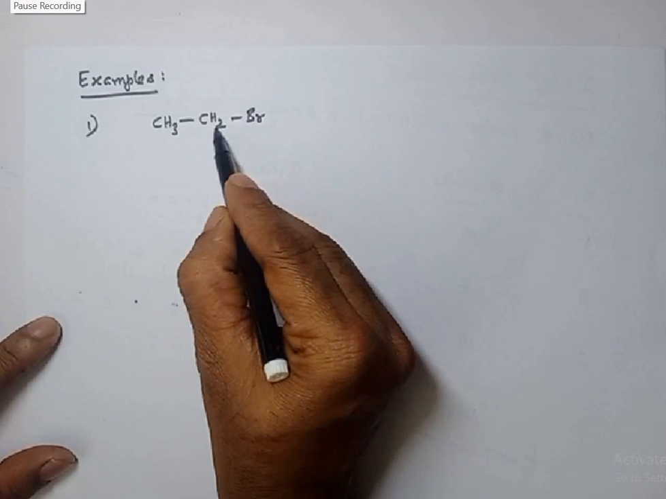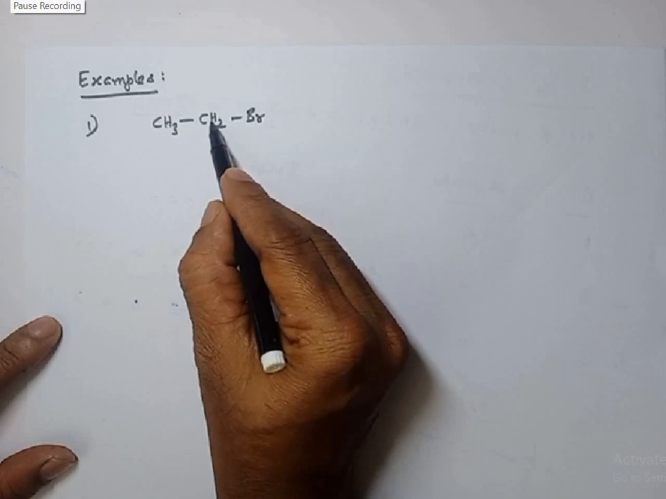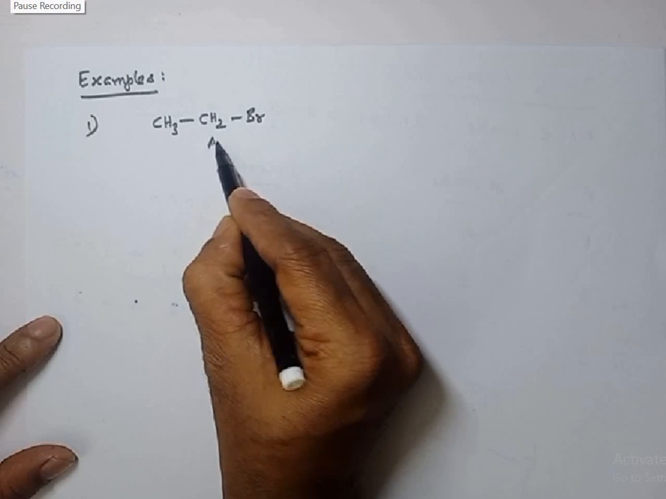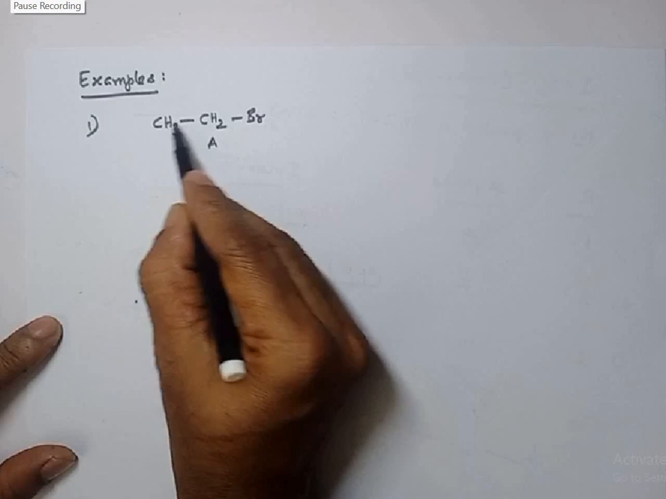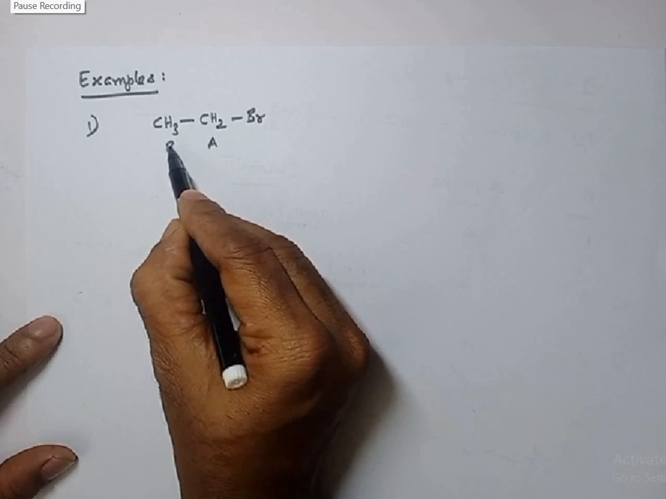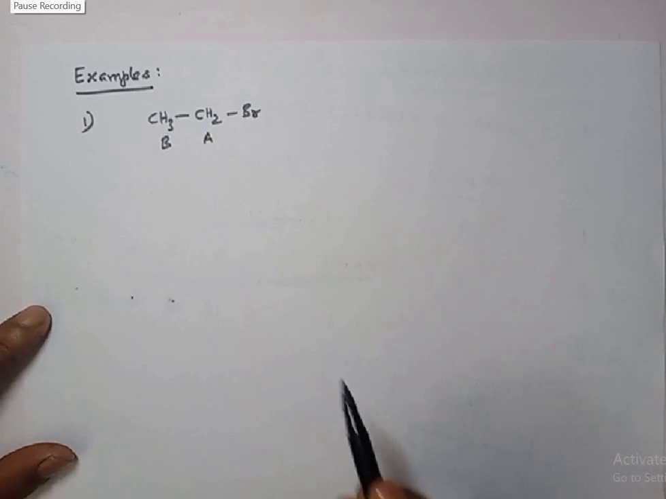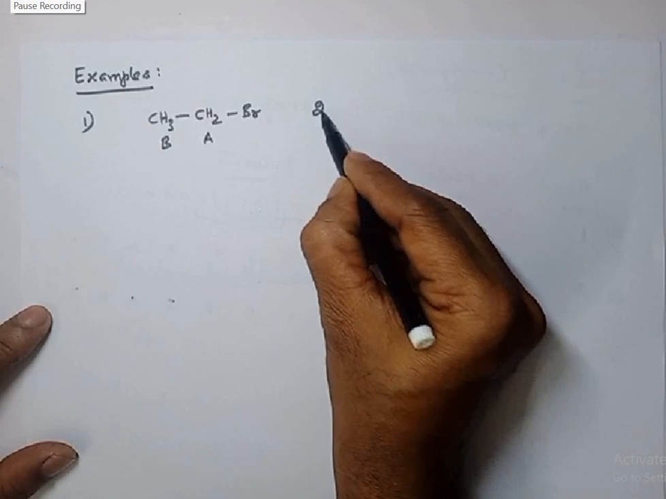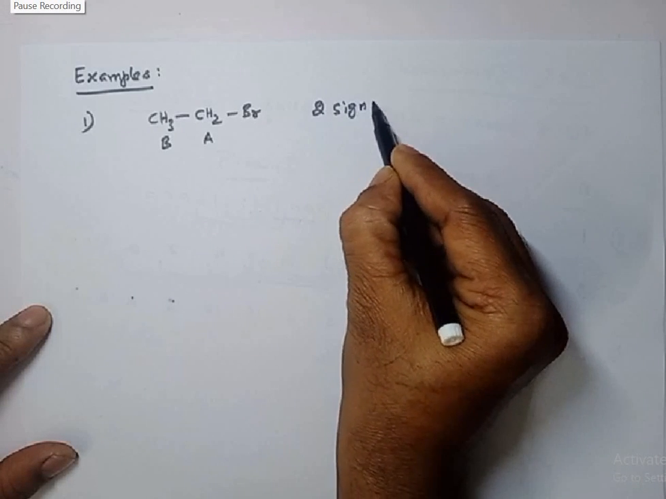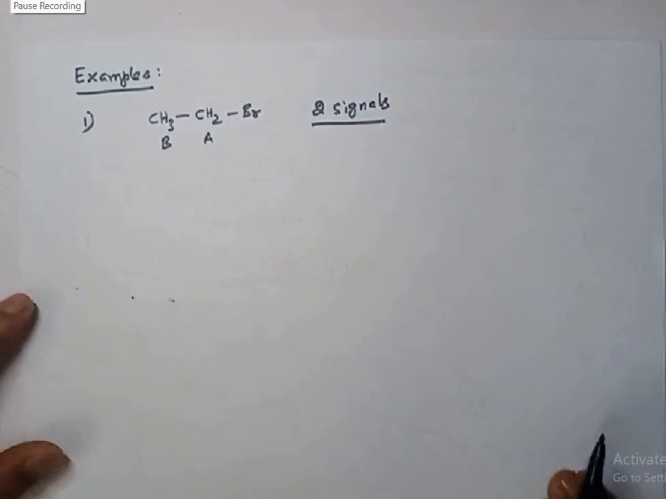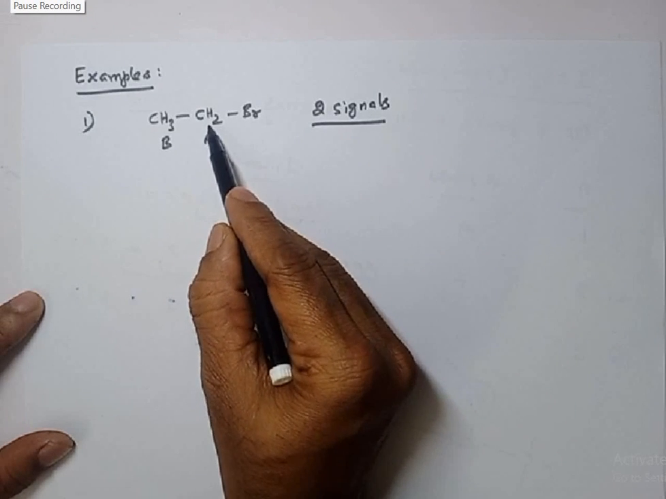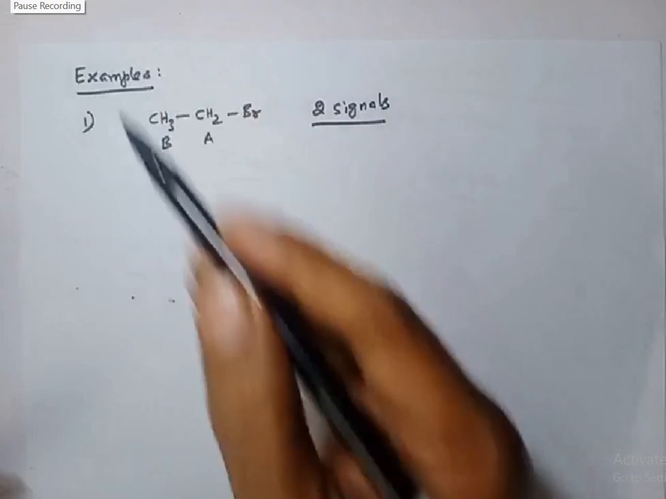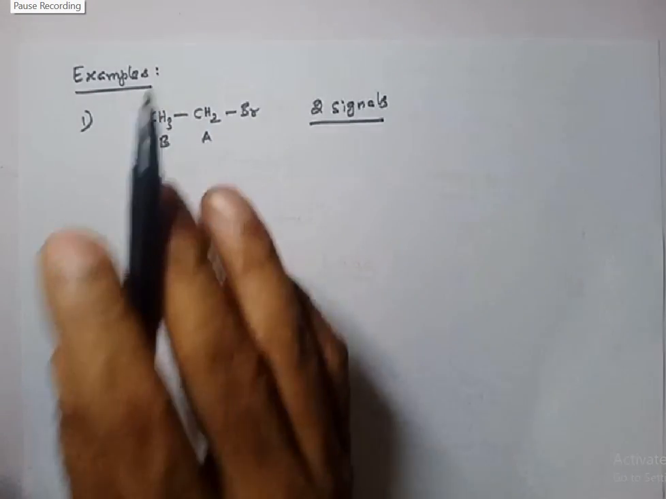You know, the bromine is attached to this carbon, so these 2 hydrogens are in one environment, and these 3 hydrogens, which are a little farther from bromine, are in a different environment. So this compound will give 2 signals in the NMR spectrum. A signal for the CH2 protons, and a signal for the CH3 protons.